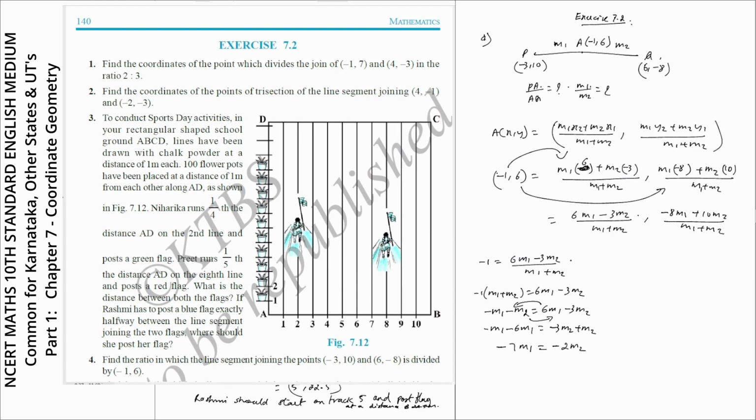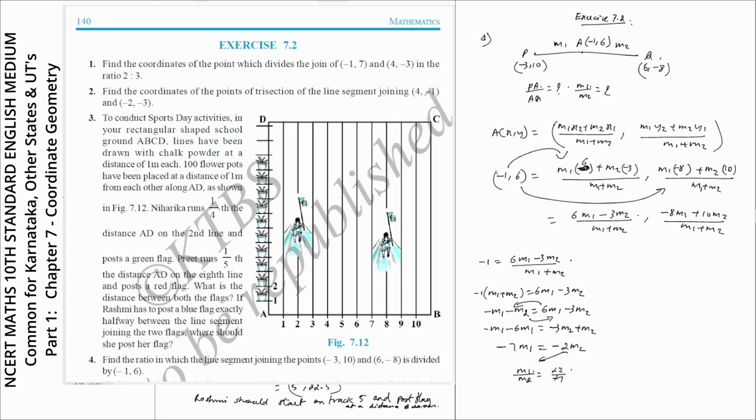So now again I'll cross multiply. I'll bring M1 to the left hand side. If I bring M1 to the left hand side, it will come to the denominator, and I'll take this minus 7 to the right hand side. That will also come in the denominator. So M1 by M2 is equal to minus 2 by minus 7 I'll get. So here it will get cancelled.